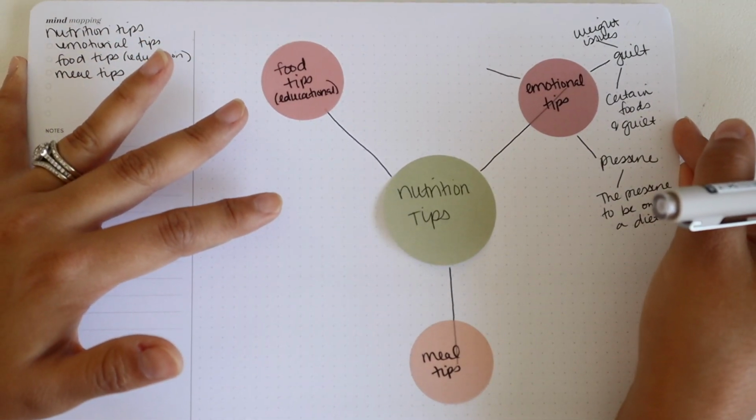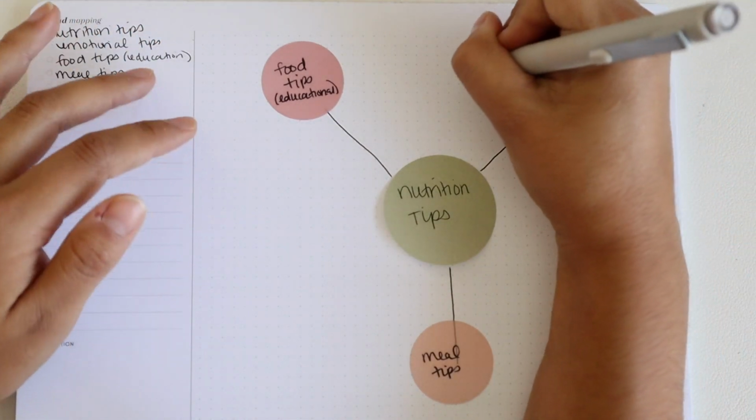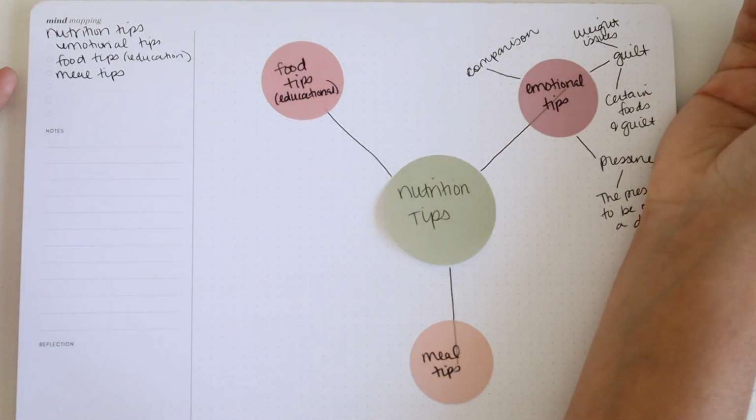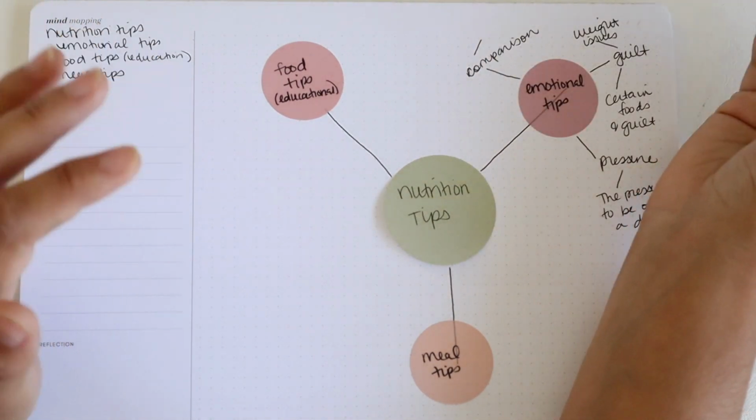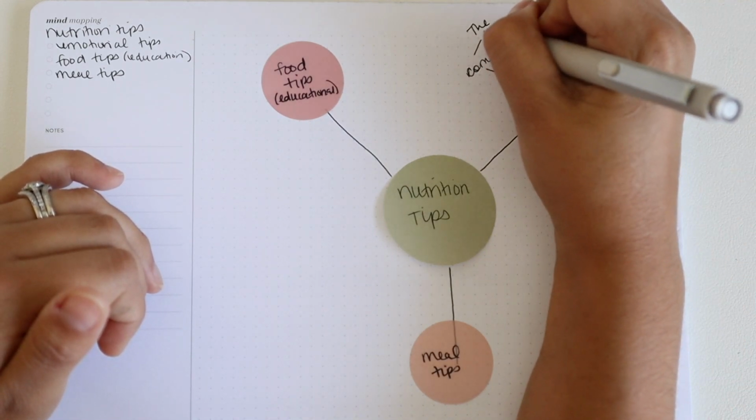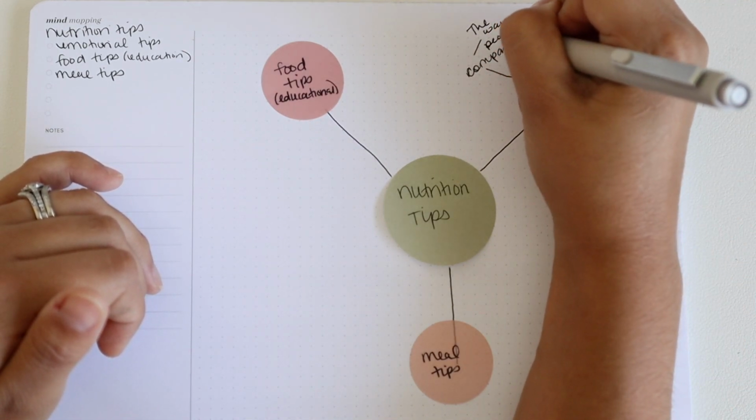So another emotion here that people might want to talk about is comparison. And there's so many things that we can talk about here with comparison. So branching off of that, we can talk about the way people compare weight, the way people compare body image.